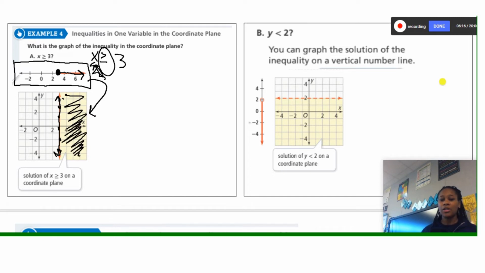All right, so here's another example. We have y is less than 2. Because y is less than 2, you have to have a dash line showing that the 2 is not included in the solution, right?